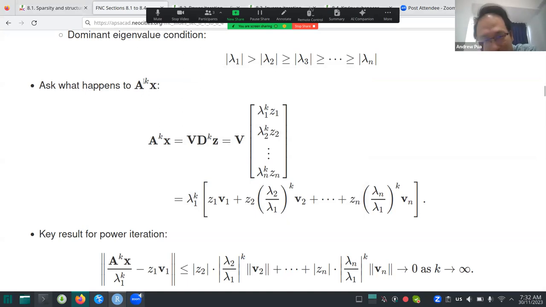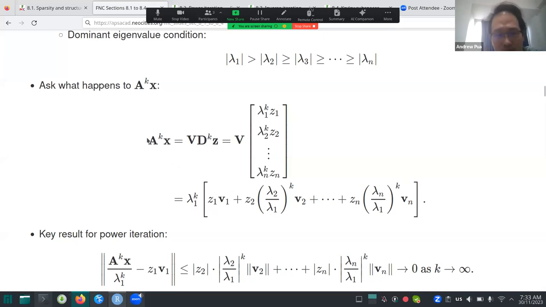So when you raise A to k multiplied by x, you could imagine that if you have Ax equal to lambda times x, then if you raise A to the second power, you say A squared x, it becomes lambda squared x, and so on. So effectively, the dominant eigenvalue condition allows you to magnify the effect of lambda one. That's what this derivation also points out to you.